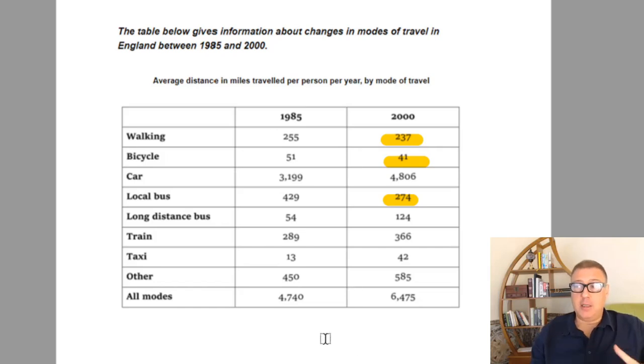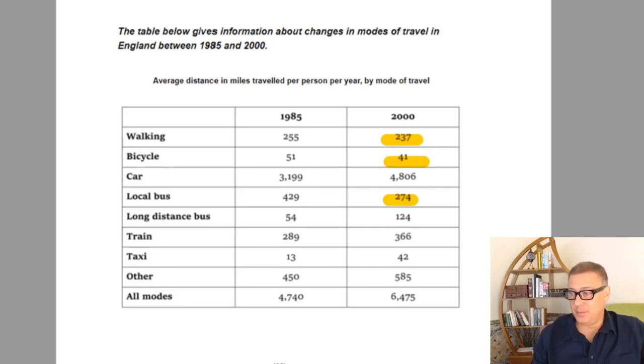So often looking at the data and sort of dividing it up and thinking of ways to talk about it will help you not only come up with your overview, also think about what are similarities, where can you combine information, how can you organize your body paragraphs. So let's think about that. So are there any similarities? So walking, bicycle, car, local bus, long distance bus, train, taxi, other.